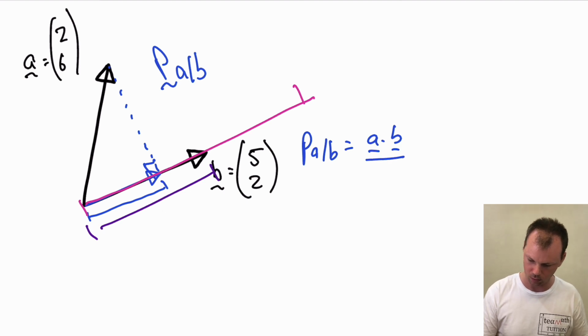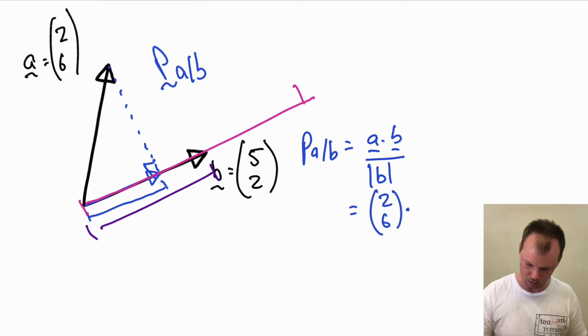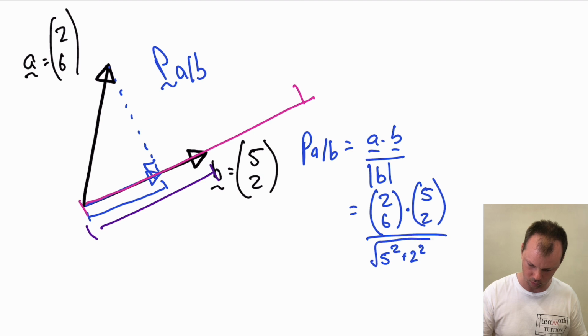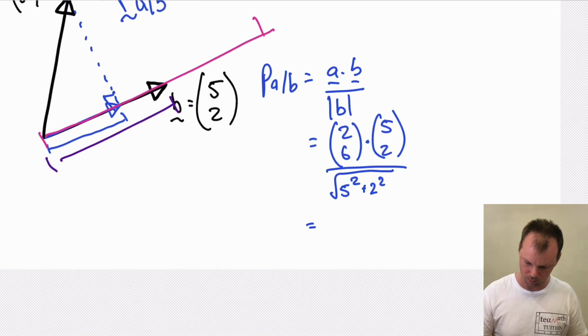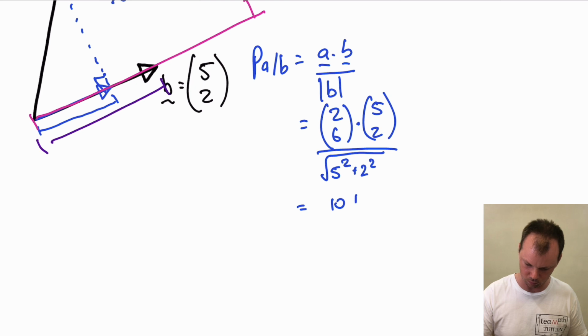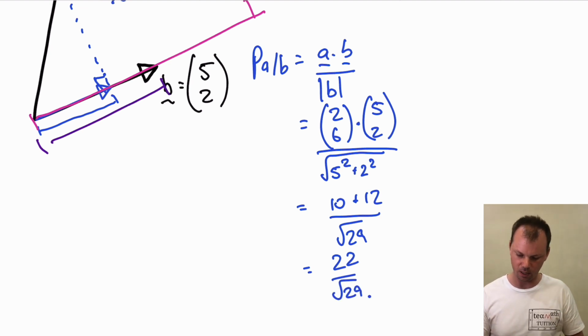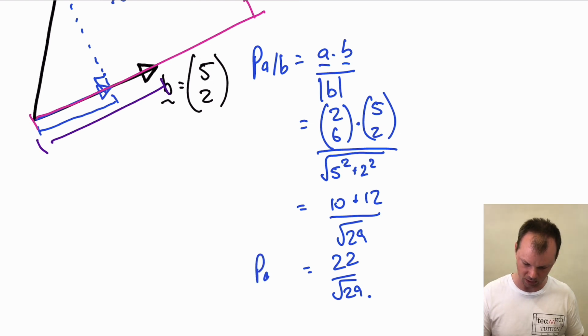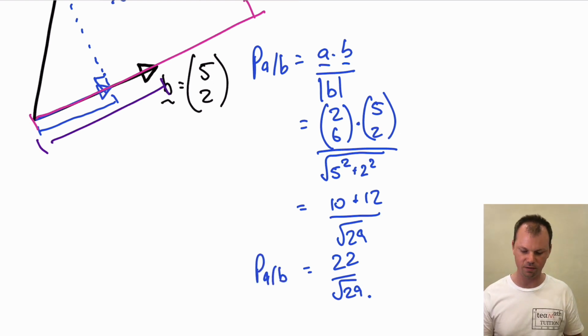So let's just do that first. A dot B is 26 on 10 plus 12 on root 29. Okay, so that's my length, my scalar projection of A on B.